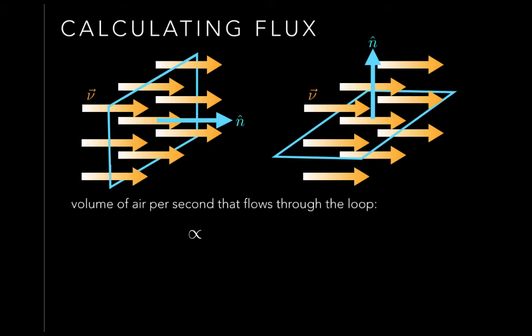So in this case, we're saying this is the volume of air per second that flows through the loop. So here, this is the area of the loop, A, all right? We multiply that by the speed of the air, v. But what happens if I turn this slightly sideways? Right, so here, it's just v times A. Here, it's 0. But what if I just put it at an angle? V times A times cosine.